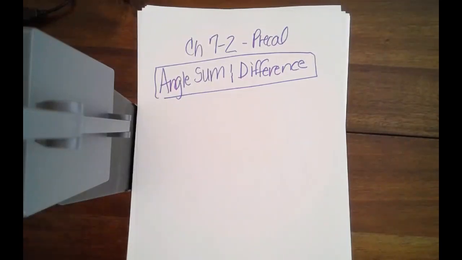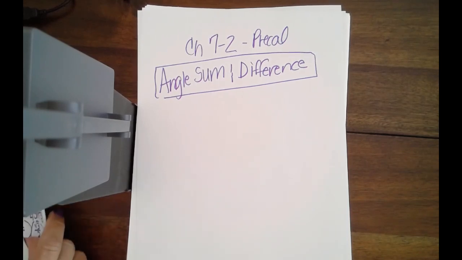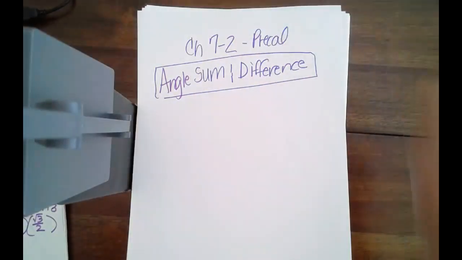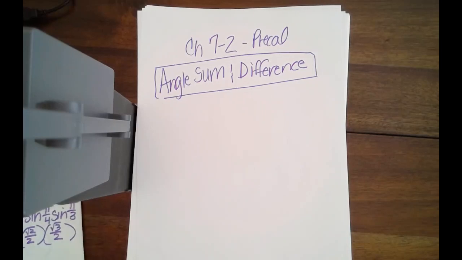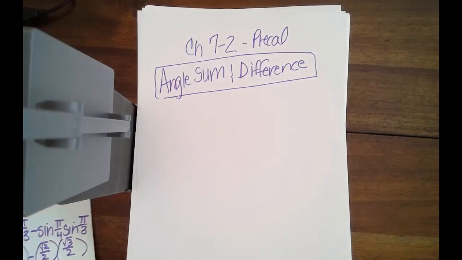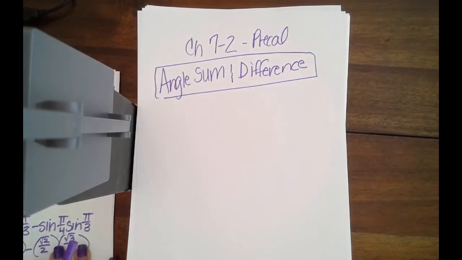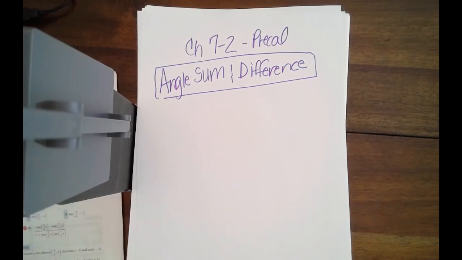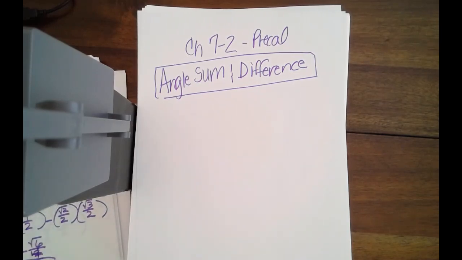Okay, so like it says, angle, sum, and difference identities. That means we're either going to be adding or subtracting different angles, or we're taking a given angle and breaking it into smaller angles so that we can employ one of the theorems. Okay, I'm going to start with some that are on your highlighted sheet.